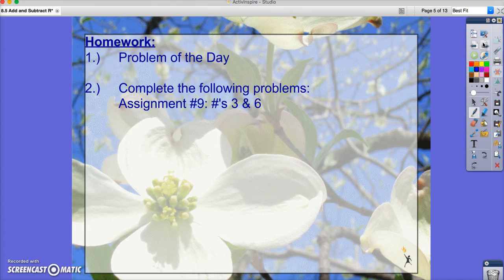Homework's problem of the day. On assignment 9, I want you to try numbers 3 and 6.